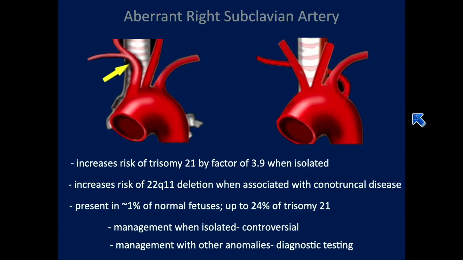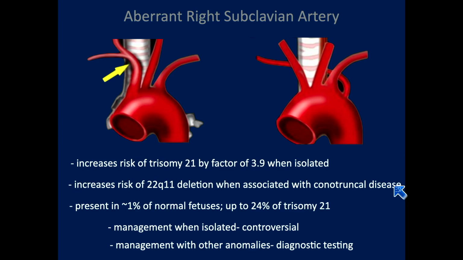Aberrant right subclavian artery, I think, kind of gets back to where we are in this meeting, which is cardiology. It's one of my favorite things to look for because it sounds really hard, but it's actually really easy. If you can look at a 3-vessel view and train your eyes just to come a little bit above that, once you've seen it, you'll get it. There's not a huge learning curve for aberrant right subclavian arteries, but it's very helpful for likelihood risk revision for Down syndrome as well as 22q.